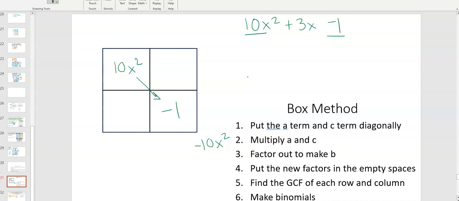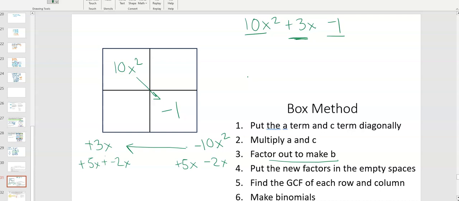I am then going to still factor out. I need to figure out what factors of negative 10x squared are going to get me positive 3x to get me B, okay? Factor out to make B. That's where we are in our steps. So negative 10x squared would be positive 5x and negative 2x. When I put those together, then they're going to make positive 3, as you can see here.